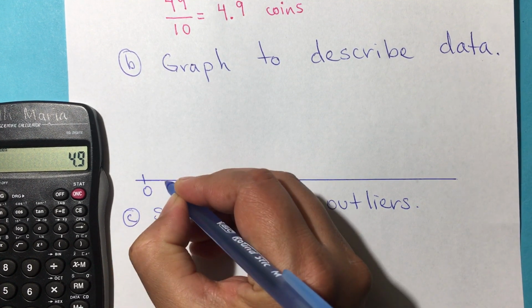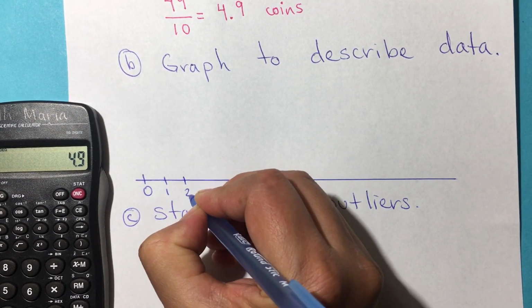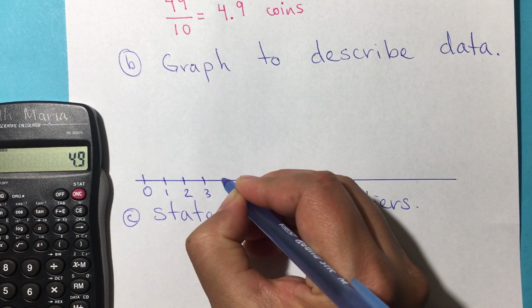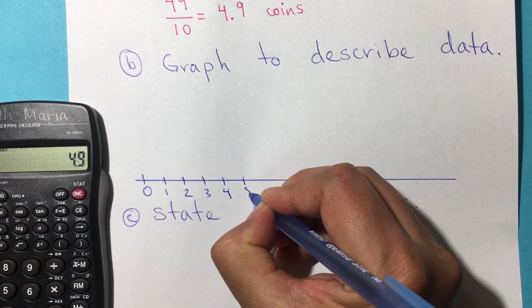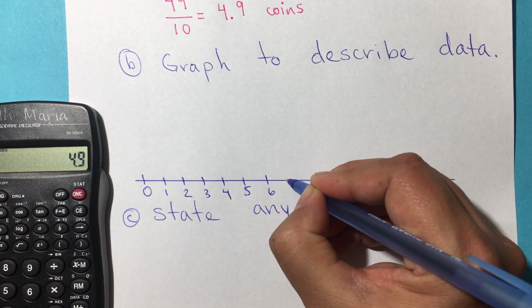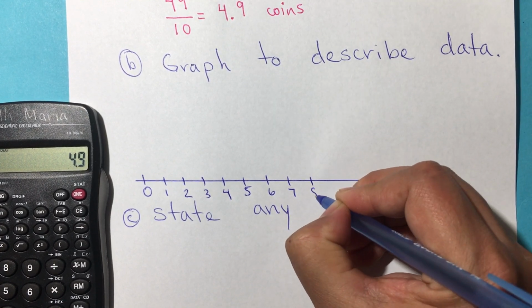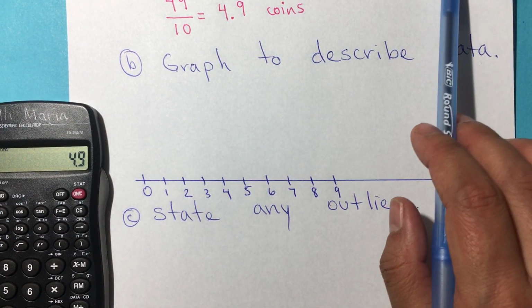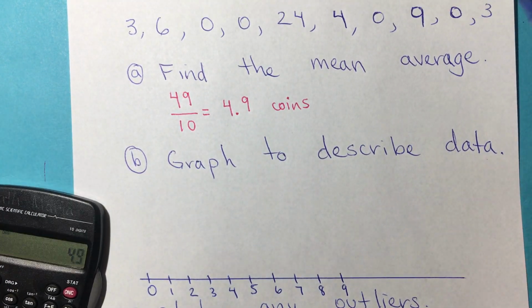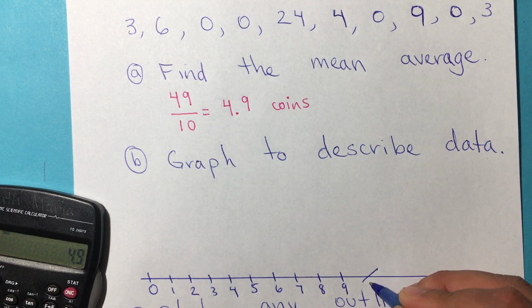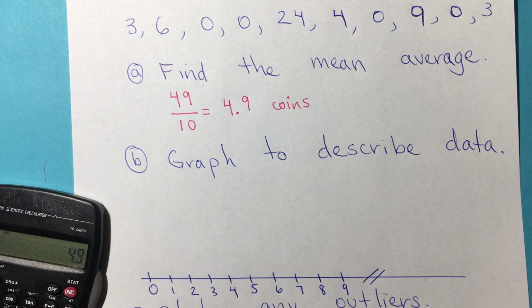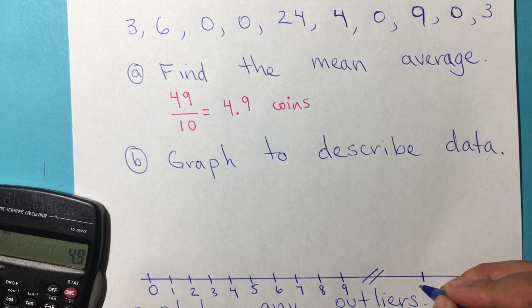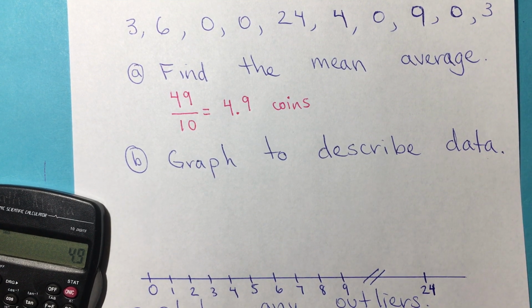So we'll have 0, 1, 2, 3, 4, 5, 6, 7, 8, 9, and we don't have anybody who has between 10 and 23. So what you can do in that case is just draw 2 lines saying that there are numbers in there, but there is no data, and just put the number that we need here. Okay, and then start placing.